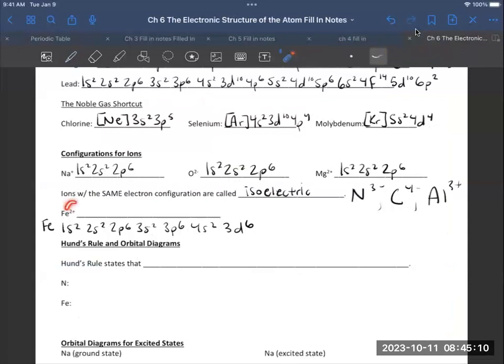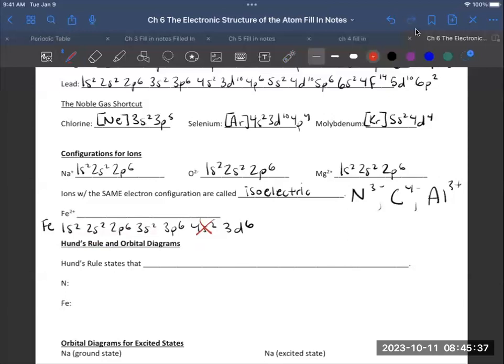If iron loses 2 electrons and becomes an ion, those 2 electrons are going to be lost from the outermost shell. Folks, what's the outermost shell in this electron configuration? It's not the 3rd shell, it's the 4th shell. The 4th shell is the outermost shell, okay? It's the farthest from the nucleus. So the 2 electrons that iron loses when it becomes an ion are these 2 electrons here.